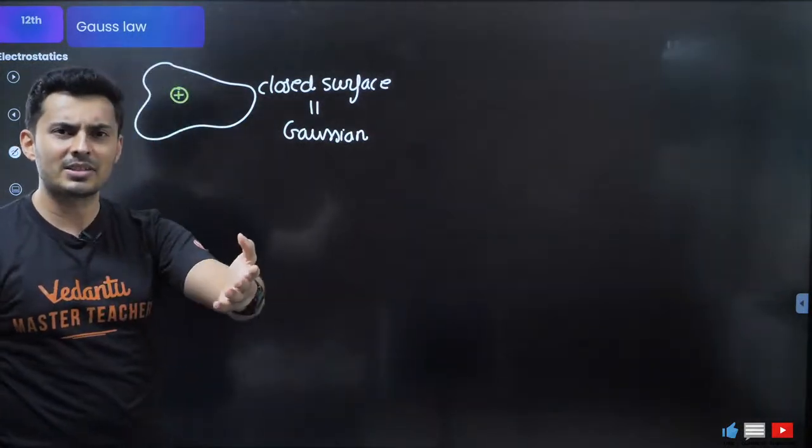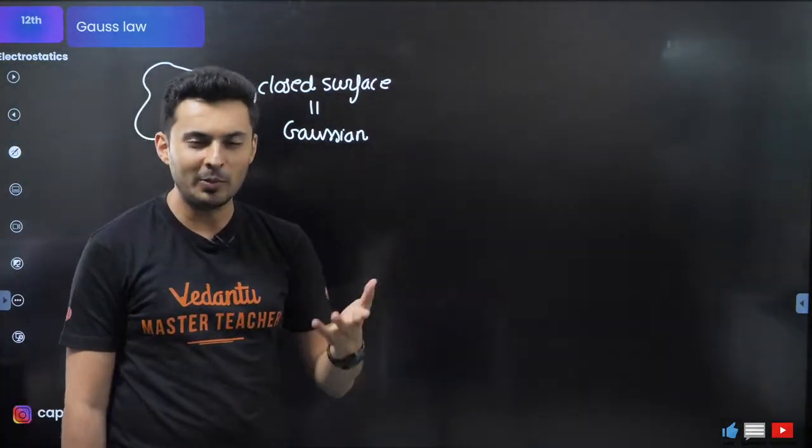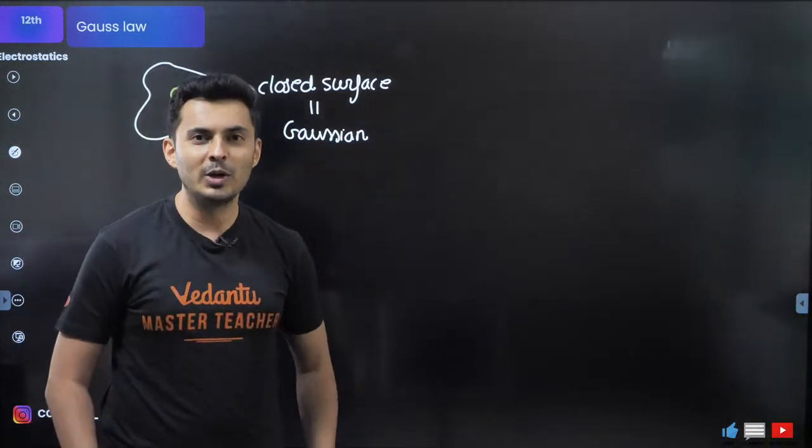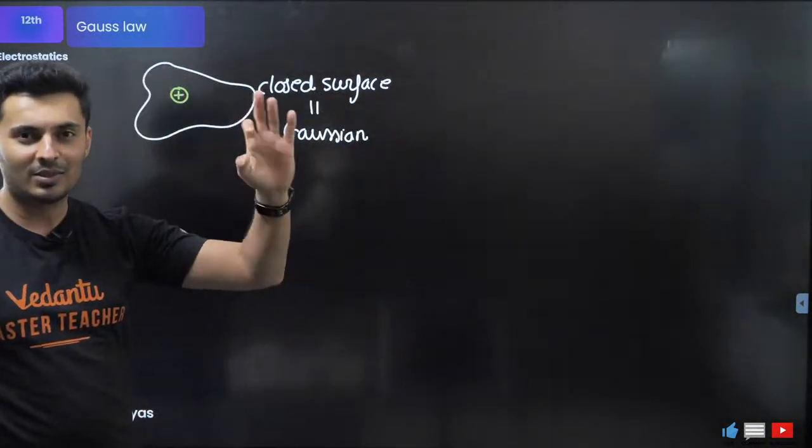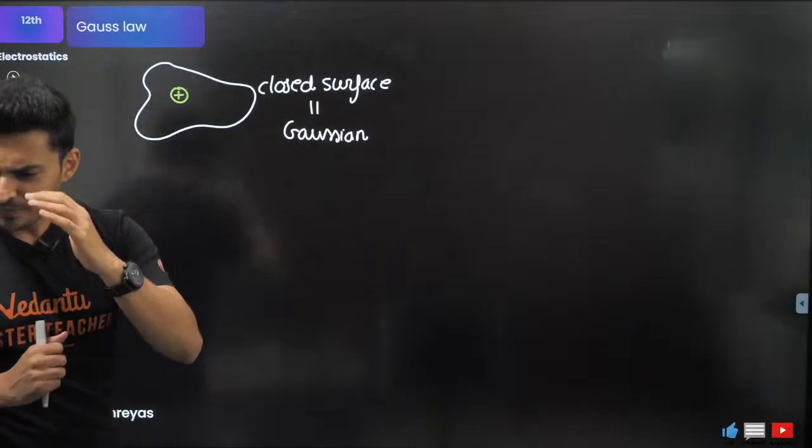Just like you guys have names at your home. You might be called Pandu, you might be called Champa, you might be called Motu, Laddu, whatever. So a closed surface is also called a Gaussian surface.